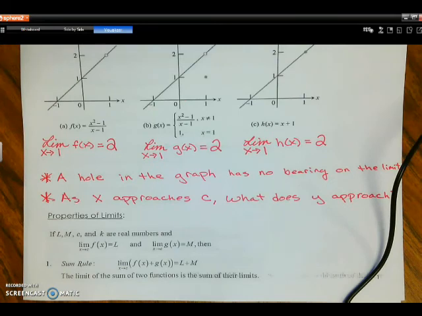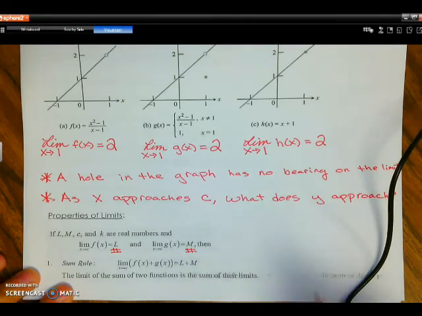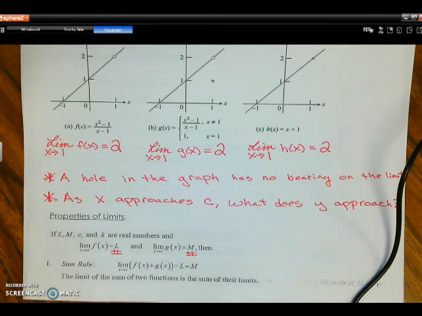Next, we just talked about a few of the properties of limits. So just a couple things to keep in mind. Again, this L here is a number, and this M here is also a number. So the sum rule basically says that the limit of the sum of two functions is the sum of their limits. You're kind of allowed to break them up.